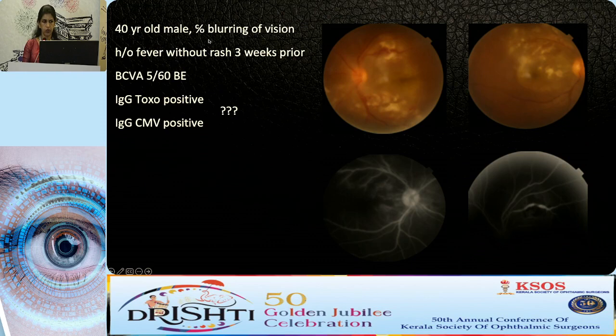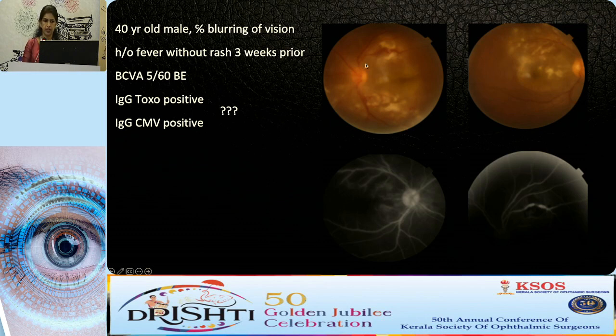So this was a 40-year-old male who complains of blurring of vision with history of fever without rash 3 weeks prior, and the best corrected acuity was 5/60. He was evaluated elsewhere. IgG toxo came positive, IgG CMV came positive. Now what do we do?